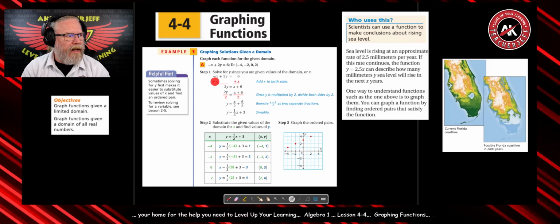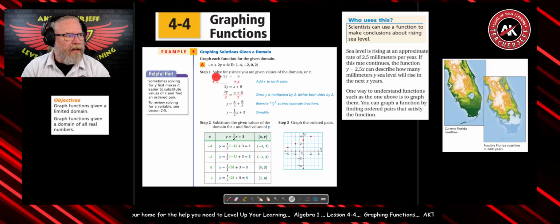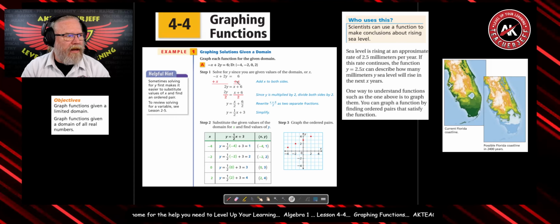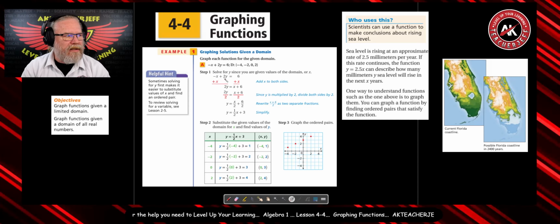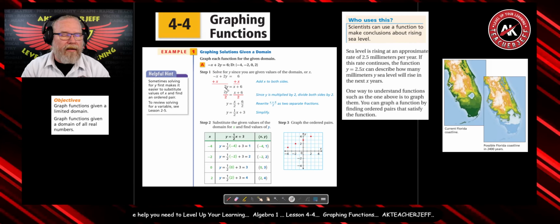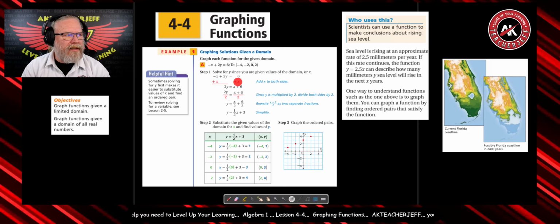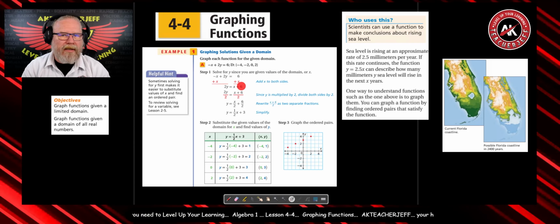Here we're going to go ahead and add an x to each side. That'll get rid of the x over here on the left, and now it's going to put it over on the right. The negative x and positive x cancel each other, leaving us just 2y on the left, and then a positive 6 and a positive x. We get x plus 6.